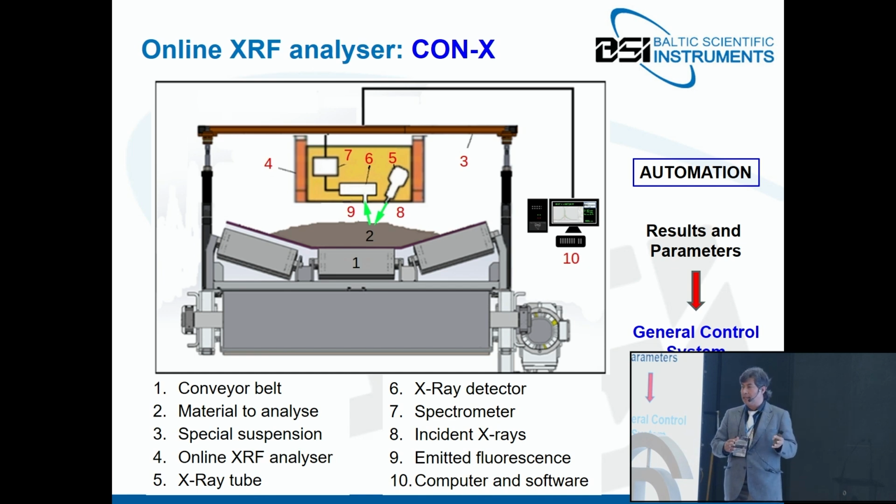So we define a measurement time for each analysis. Let's say 3 minutes. Once the conveyor belt starts moving and the analyzer starts the measurements, every 3 minutes we obtain a result, but the analyzer is constantly emitting and detecting radiation. This allows the automation of the analytical process, and the results and the parameters of the analyzer can be transferred into the general control system.